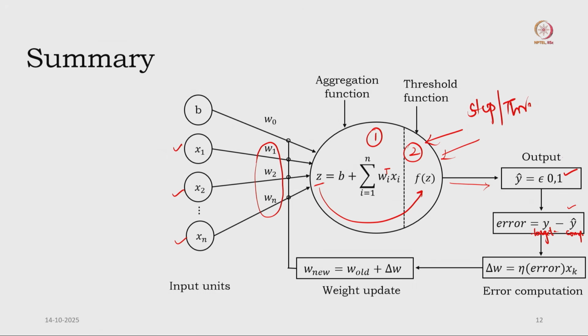Now, once the error is calculated, we will calculate delta W, the change in the weight. So, how much change do you need to make to the weight? Delta W is given by the formula learning rate multiplied with the error, and that is multiplied with the associated input xi. Now, this is given to a formula W new is equal to W old plus the change in the weight, delta W. So that becomes the new weights for the next input or for the next epoch. So this is the total summary of a single layer perceptron.